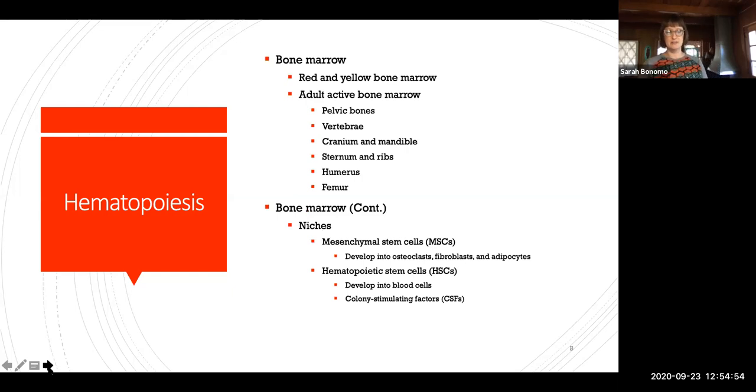Okay, the other site, well, the main site where we should be having hematopoiesis occur is the bone marrow. So this is the factory, as it were. It's the primary residence, basically, of what you'll hear called hematopoietic stem cells. So this is where our stem cells are going to turn into whatever they're supposed to be.